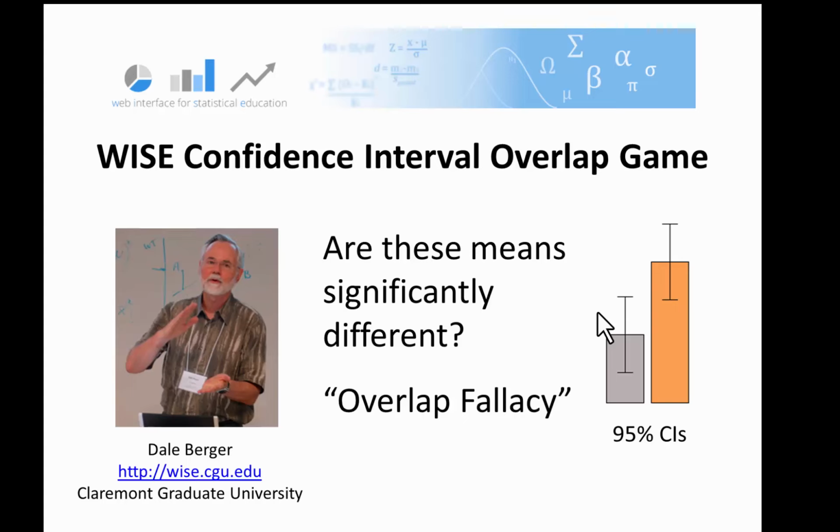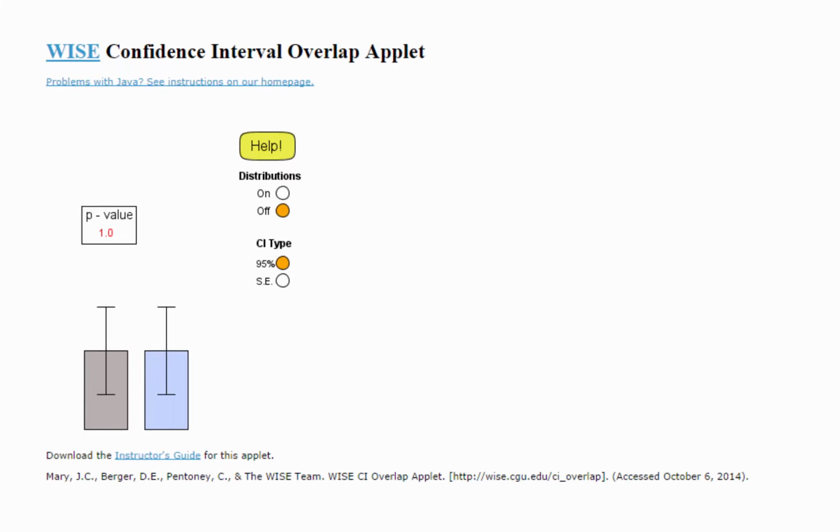In this video, we'll demonstrate an applet that gives us insights into why confidence interval overlap might be misinterpreted, and then we'll try a game that is designed to improve your ability to interpret the overlap in confidence intervals correctly. You can access these applets on the WISE website.